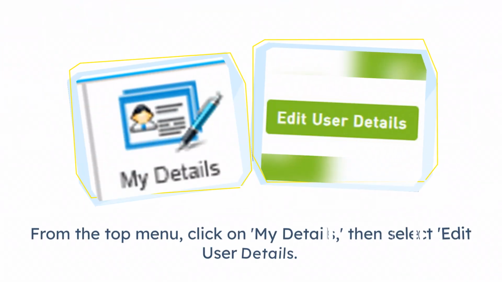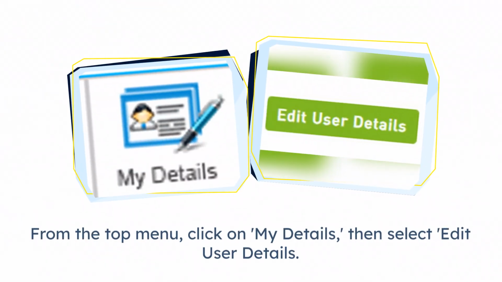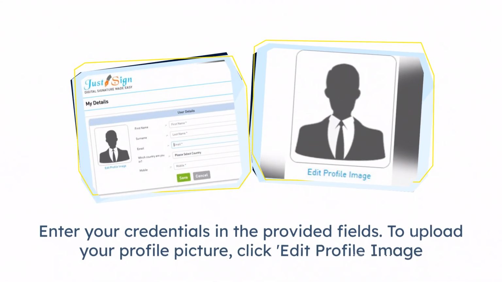From the top menu, click on My Details, then select Edit User Details. Enter your credentials in the provided fields.